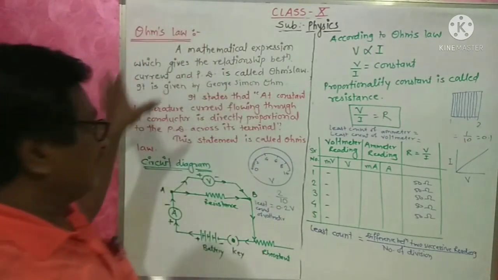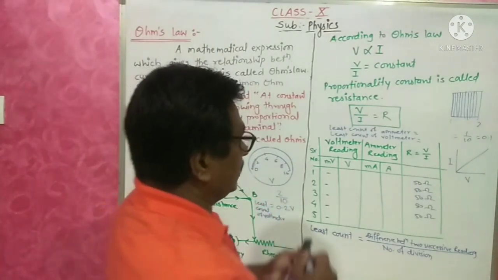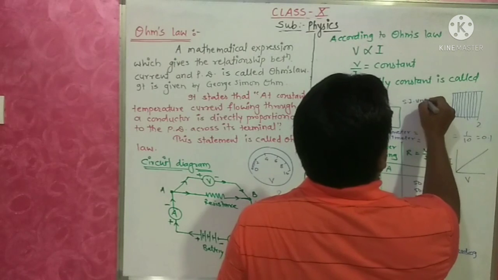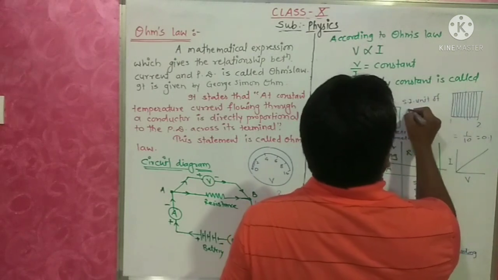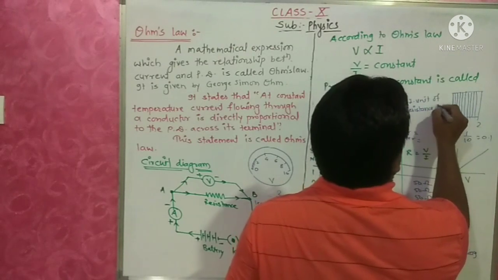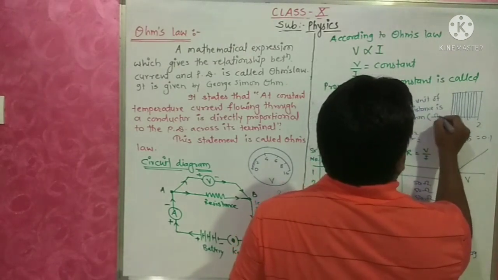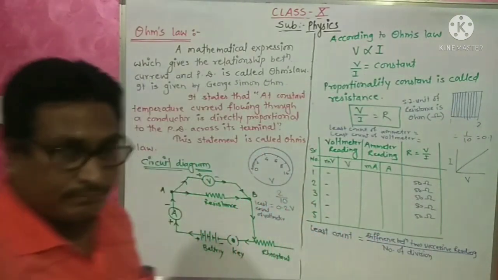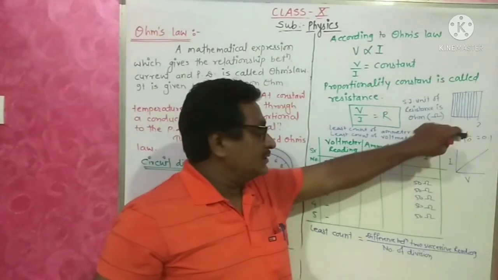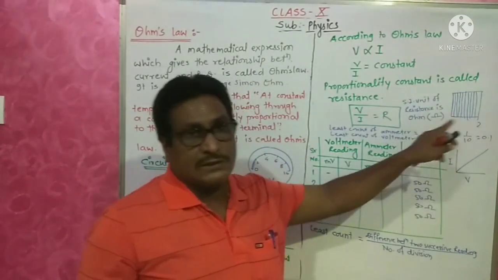Whatever things I explained today, hope you understand that. So here one sentence we will write: SI unit of resistance is ohm, and the symbol of ohm is omega. What is the symbol of ohm? Omega. This is the symbol of ohm, and the SI unit of resistance is ohm.